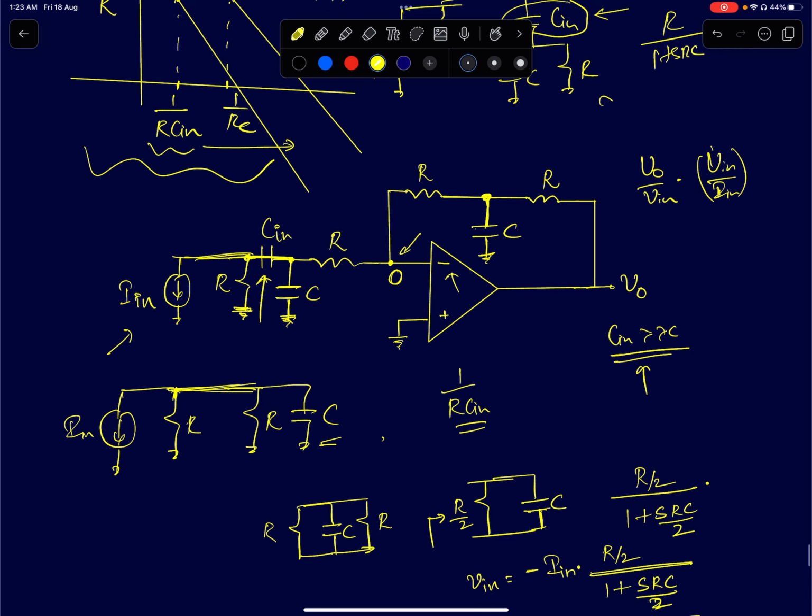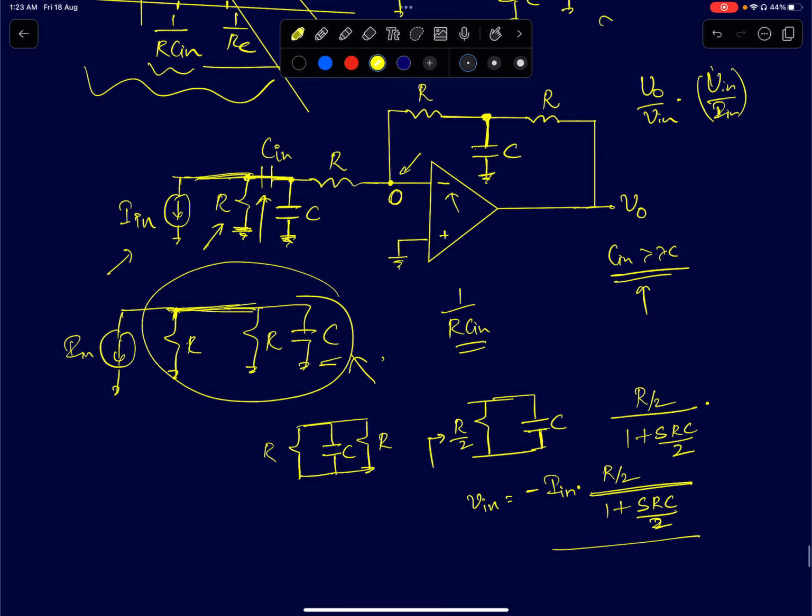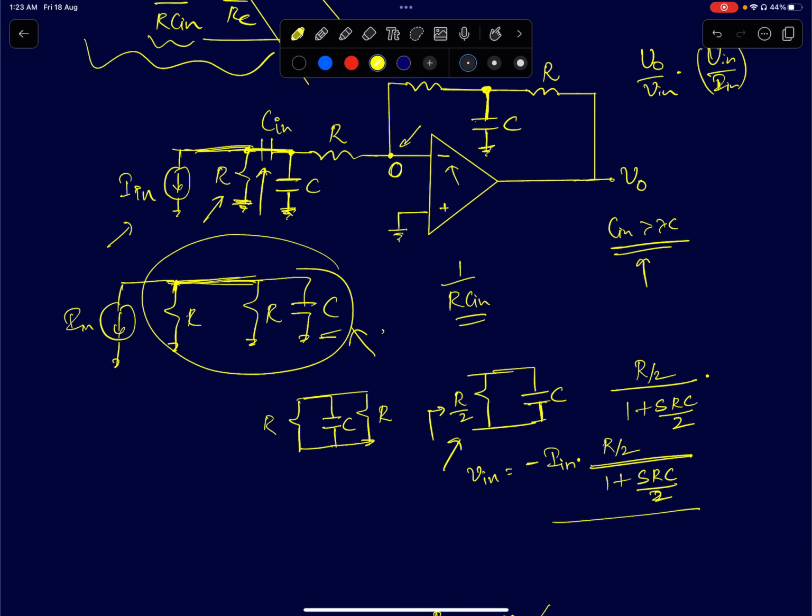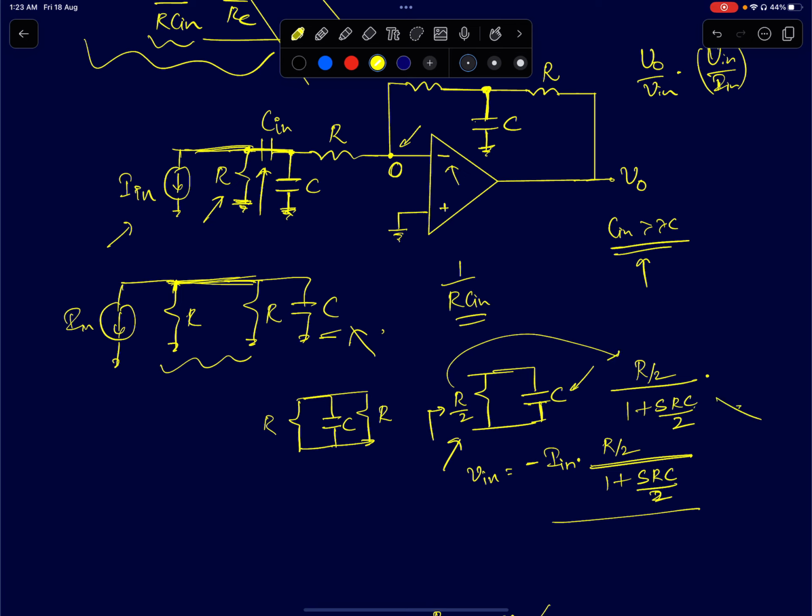So at the input port, the circuit reduces to R, the input resistance, in parallel with a parallel RC network. So totally it reduces to a network of R and R in parallel, so you get R by 2. That comes in parallel with a capacitance C. So the equivalent impedance will be R by 1 plus SRC, and in this case R is replaced by R by 2. You get R by 2 by 1 plus SRC by 2, times minus In, because I've shown the polarity of In to be flowing away from this node. I've called this node Vin right now.